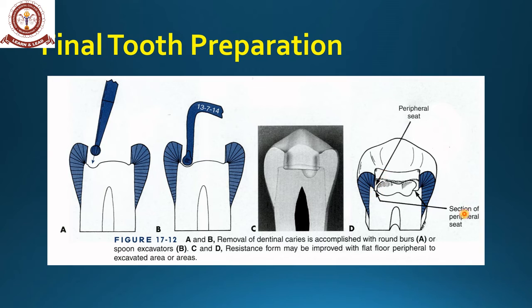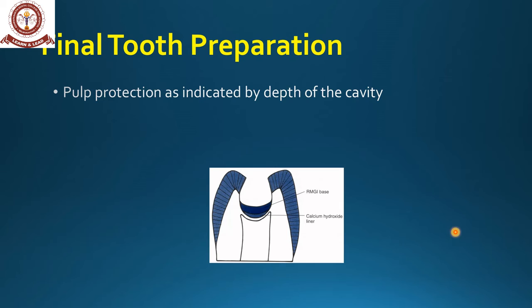That peripheral sheet will give you the resistance form, so whenever possible we have to preserve the peripheral sheet. If not possible, we will put a base and make it flat to provide the resistance form. So pulp protection is indicated depending on the remaining dentin thickness, which we already studied in dental materials. Whenever it is required, you have to put the pulp protection.